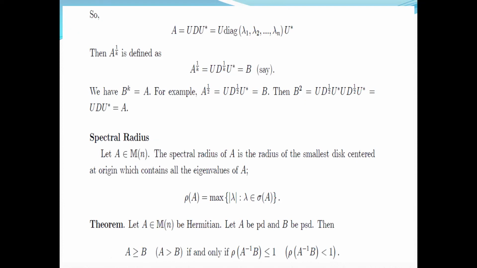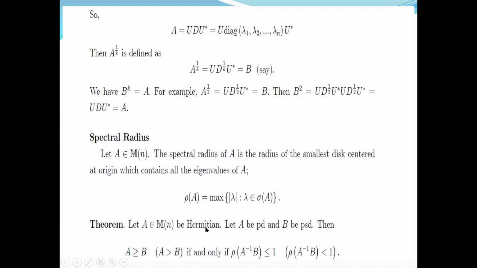Now we also have the spectral radius. Let A belong to Mn. The spectral radius of A is the radius of the smallest disk centered at origin which contains all the eigenvalues of A. This means rho A is the maximum of the modulus of the eigenvalues lambda, where lambda belongs to sigma A, meaning lambda is in the spectrum of A. Now we have this theorem.